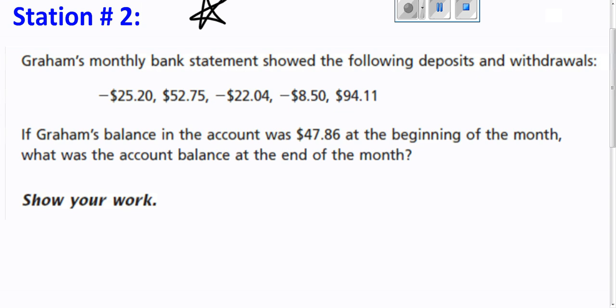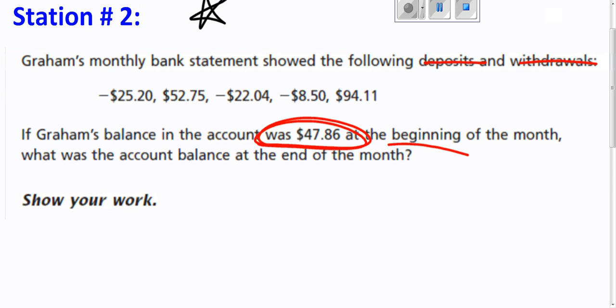So, Graham's monthly bank account statement showed the following deposits and withdrawals. They already give you the money in negatives and positives. You don't need to worry about the words deposits and withdrawals, because it's already negative and positive. Graham's balance in the account was $47.86 at the beginning, so that's important. What was the account balance at the end of the month?